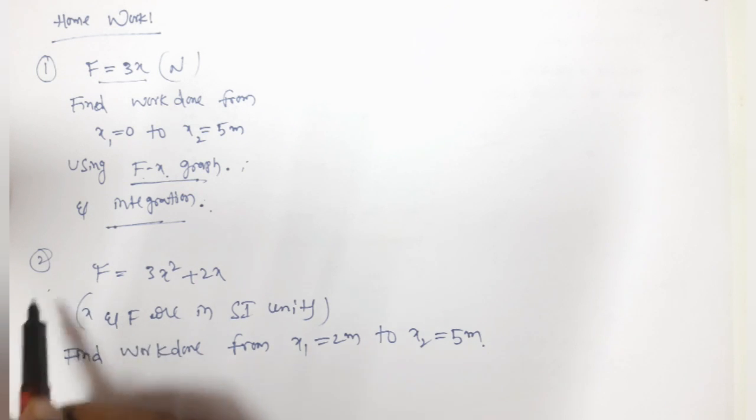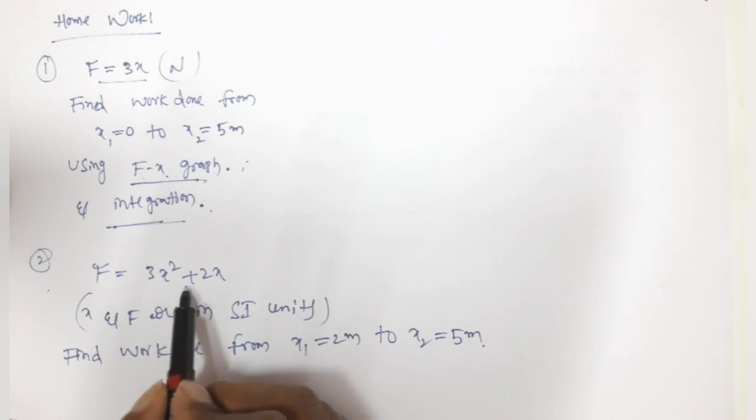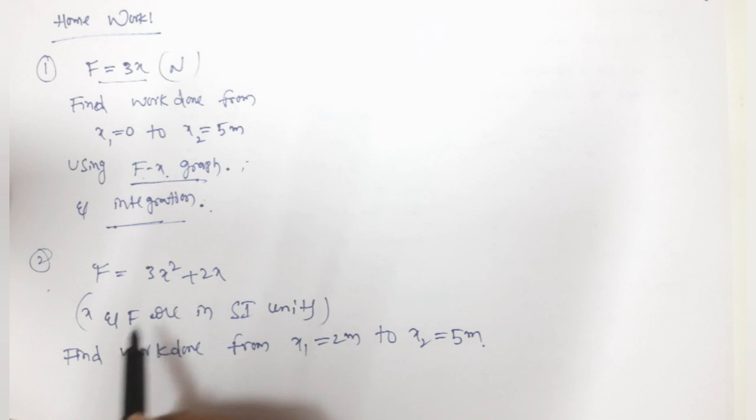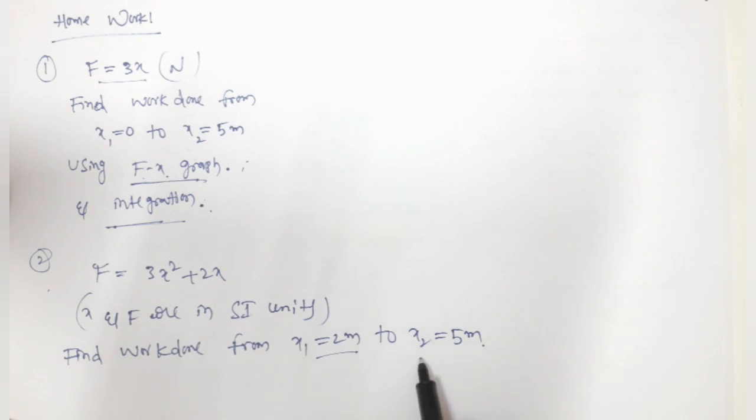And the second problem: F is given as 3x² plus 2x, and x and F are in SI units. Find the work done from x1 equal to 2 meters to x2 equal to 5 meters. Here you need not find the area graphically because you cannot. You just need to do integration, and find the work done from this value to this value.